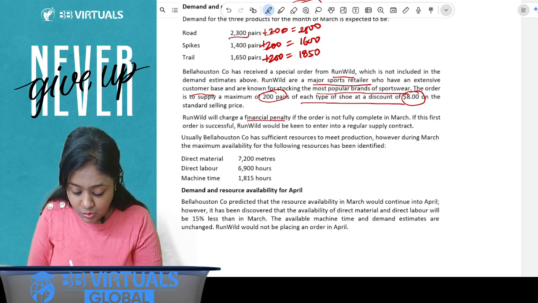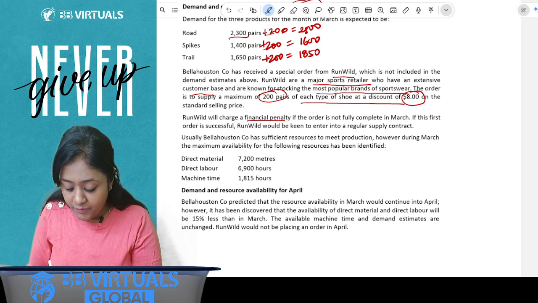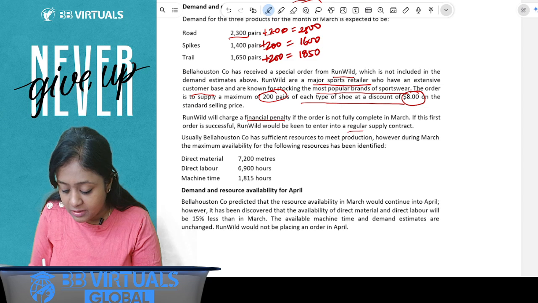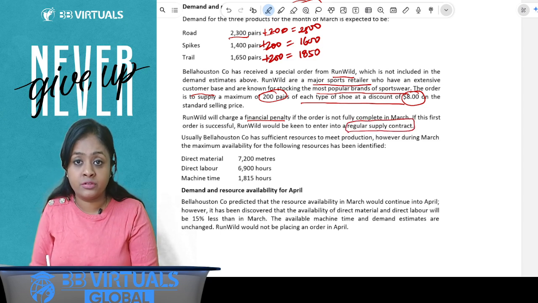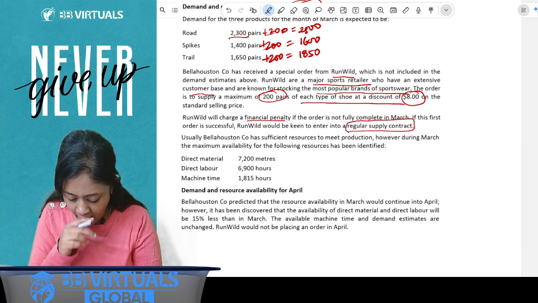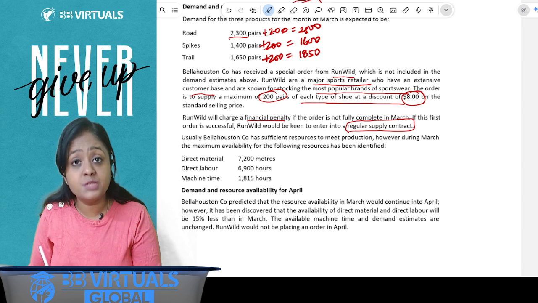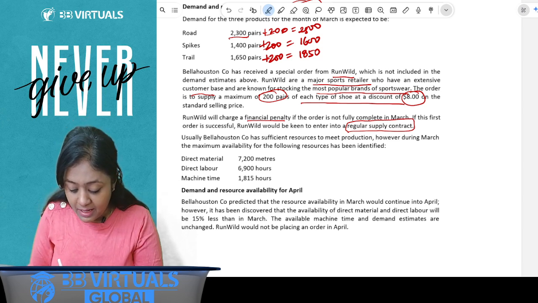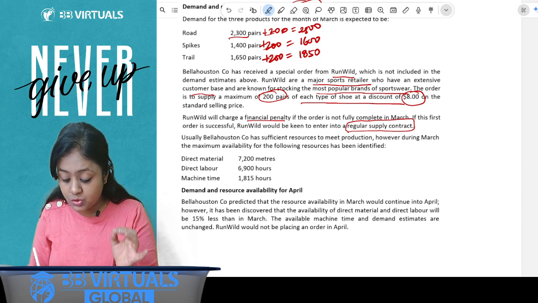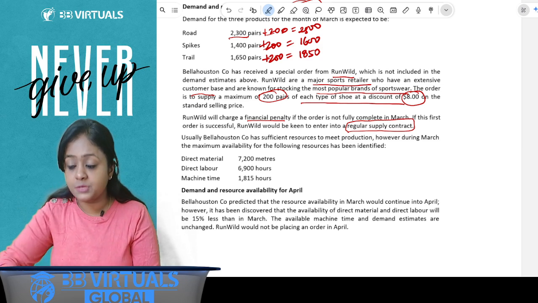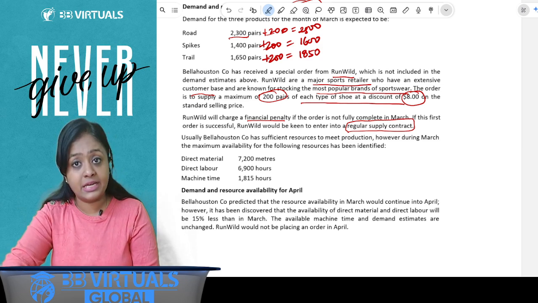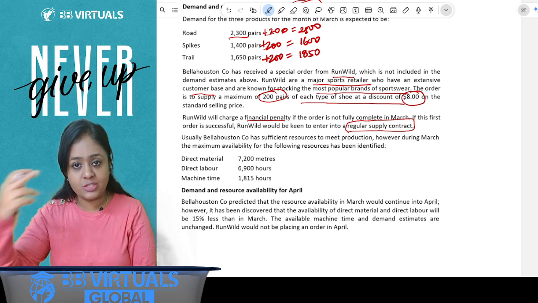Okay, now Run Wild will charge a financial penalty if the order is not fully completed in March. If this first order is successful, then Run Wild will be keen to enter into a regular supply contract. That means it is going to be a long-term contract with the customer. That is Bell Houston. Usually, Bell Houston has sufficient resources to meet production. However, during March, the maximum availability for the following resources has been identified. And what is identified? Let's see. Now, let's go forward.